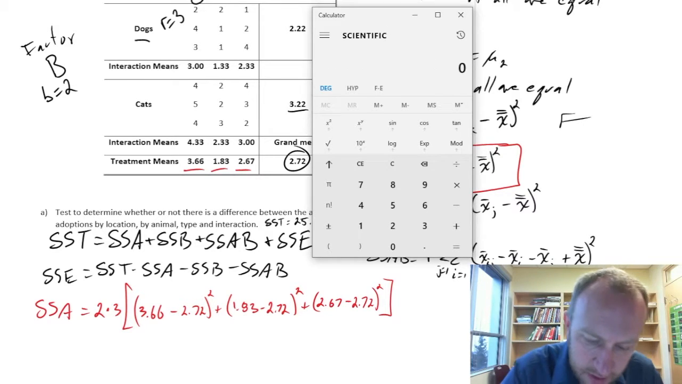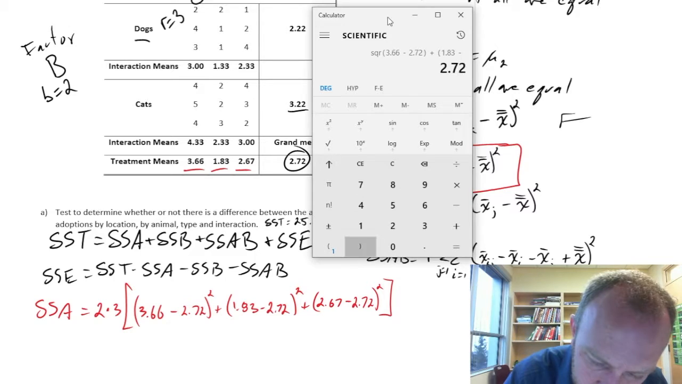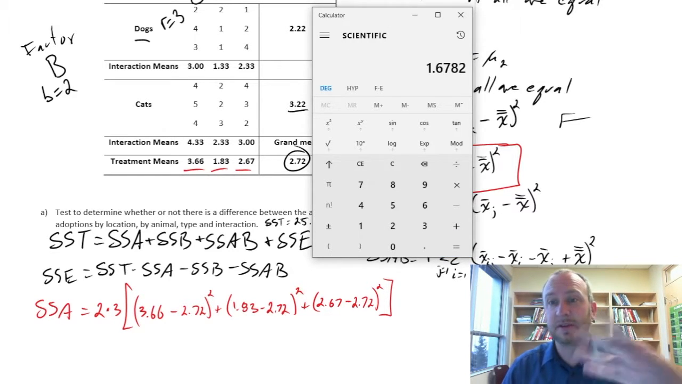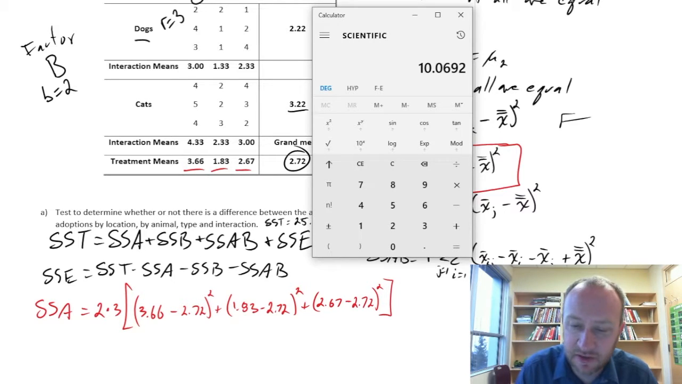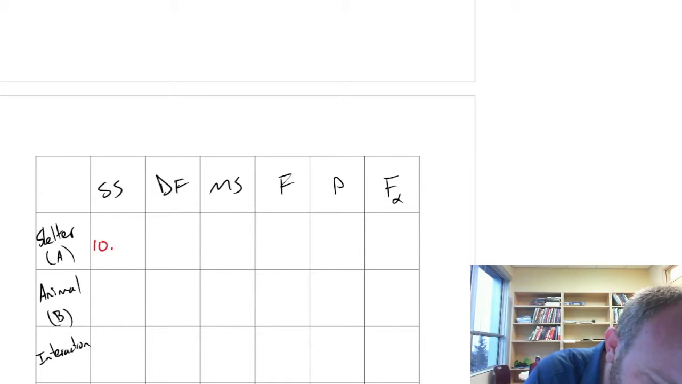Okay, so open brackets, 366 minus 272 squared plus 183 minus 272 squared plus 267 minus 272 squared equals 167, and I'm going to multiply that by 2 times 3 is 6, so times this by 6, and SSA I have is 10 point, let's call it 10.1. So here I have 10.1.